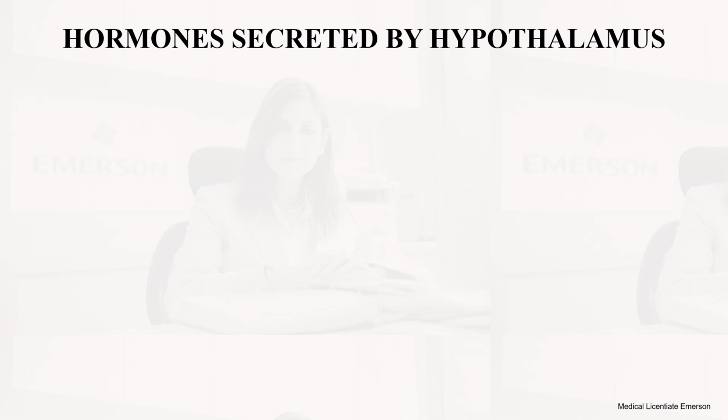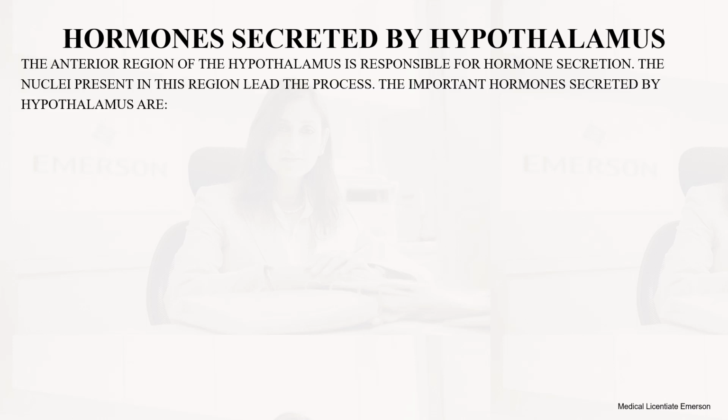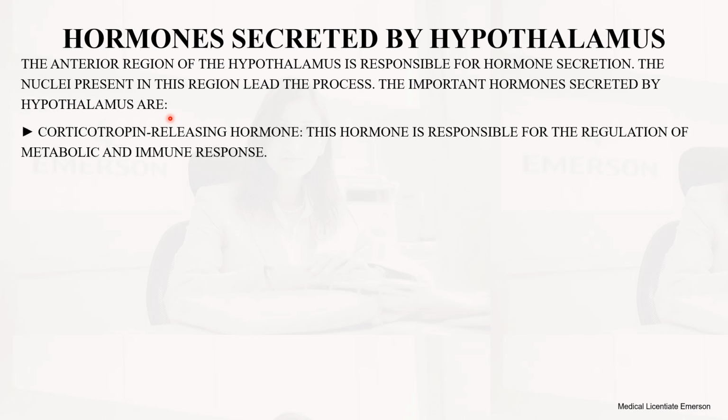Okay, then the hormones secreted by the hypothalamus. The anterior region of the hypothalamus is responsible for hormone secretion. Then the nuclei present in this region lead the process. So the hypothalamus triggers the secretion of hormones. Which hormones are triggered for release by the hypothalamus?